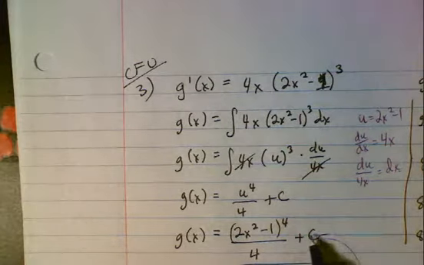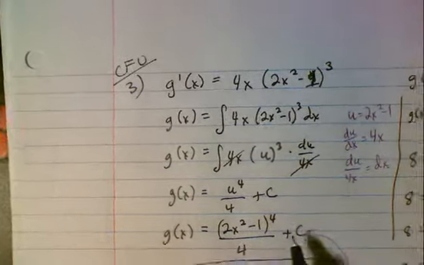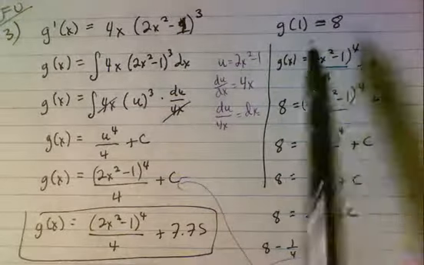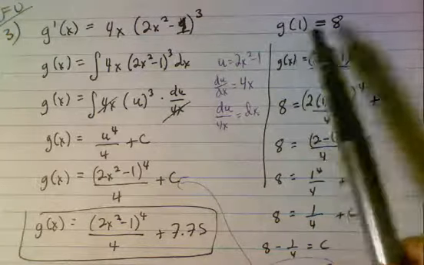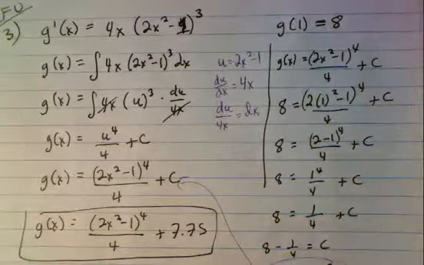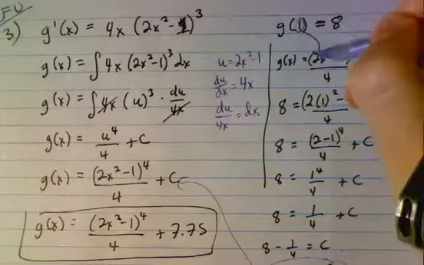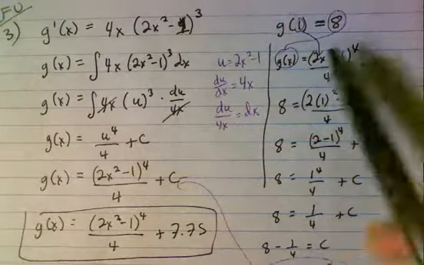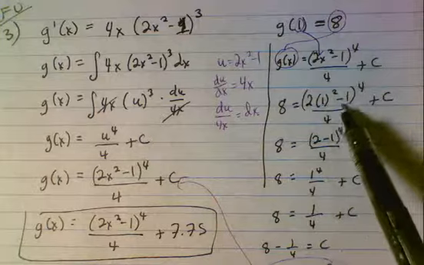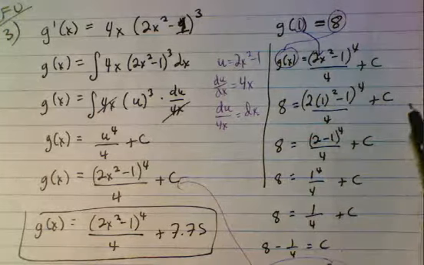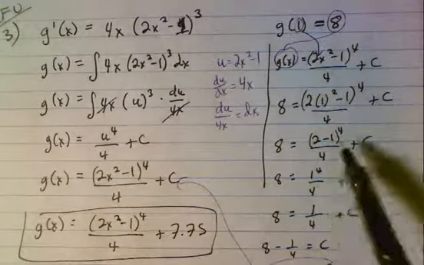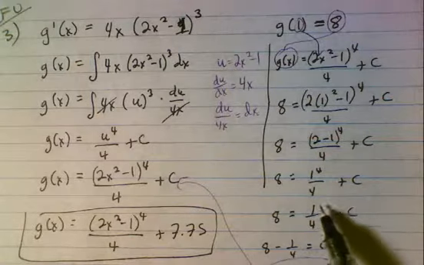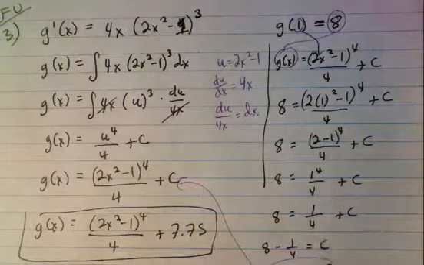Now the new part is to use this equation plus the information that we had on the initial condition to get that final equation with the number in for c. So we know that we put 1 in for x right here, and we put 8 in for the whole g of x. So 8 equals 2 times 1 squared minus 1 to the 4th, all over 4 plus c. Once we simplify that, 2 minus 1 is 1, to the 4th power is 1, divided by 4. 8 equals 1/4 plus c.